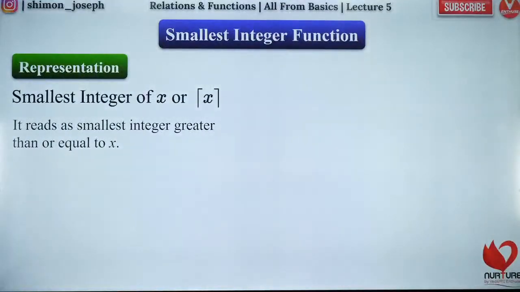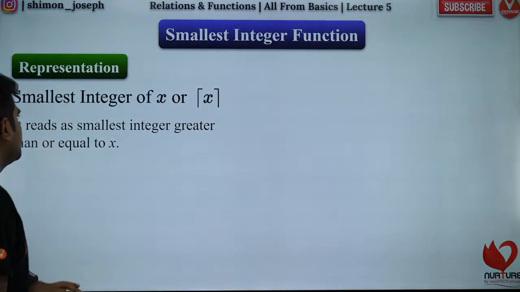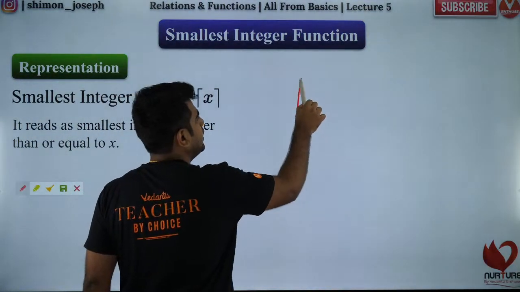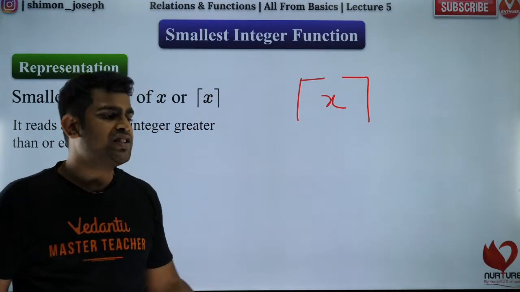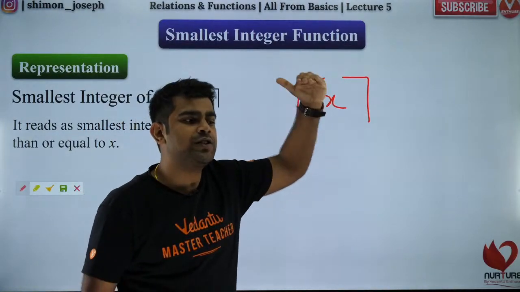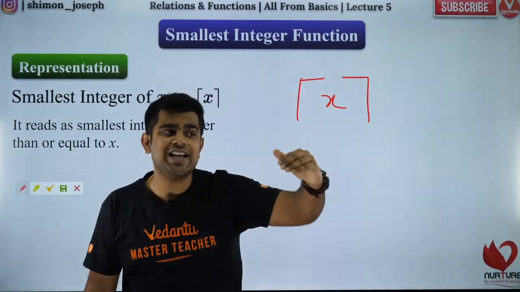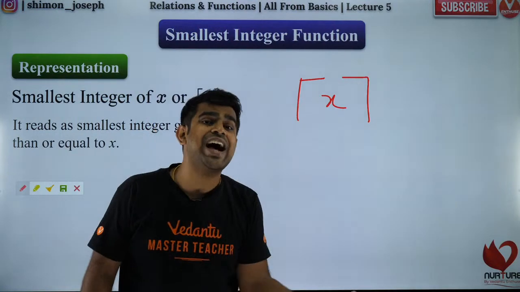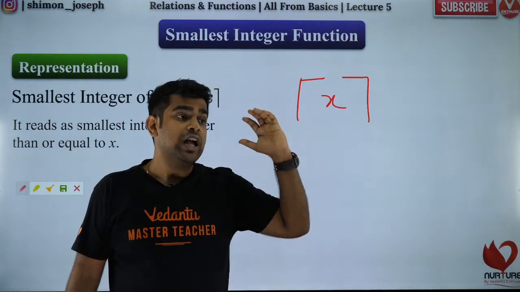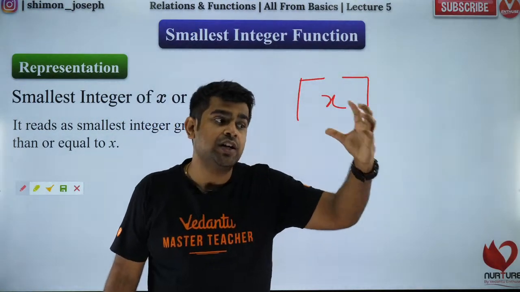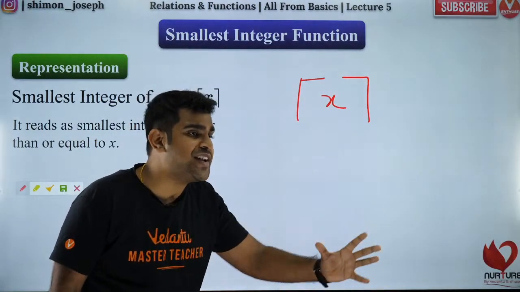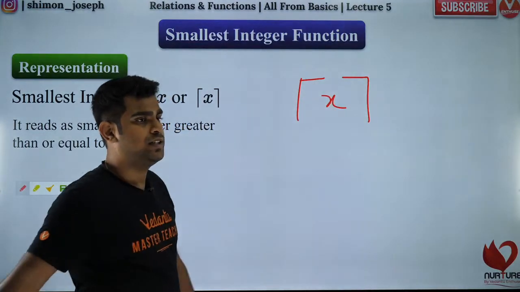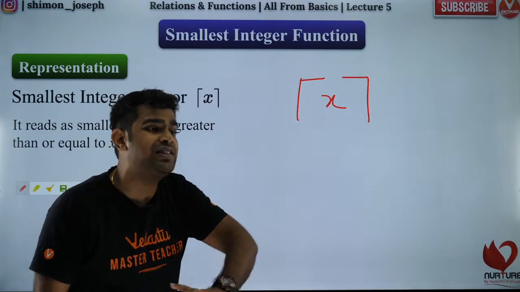Let's have a look at what is smallest integer function. So how do we write it? Smallest integer function is written like this. You construct a ceiling on top of x. So what is smallest integer function? It is the smallest integer greater than or equal to x. Are you all clear with it? Now do you understand why it is called ceiling function?